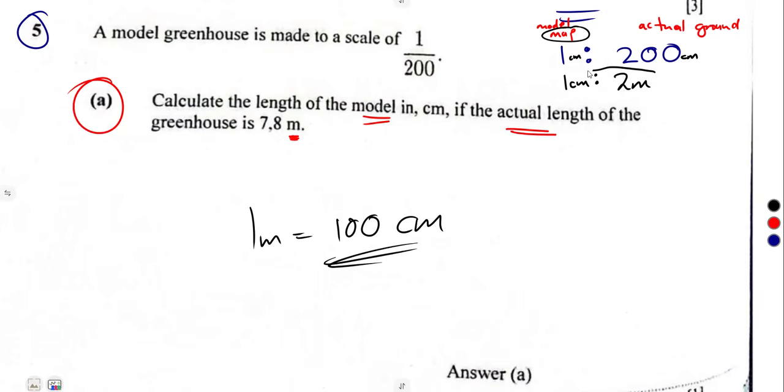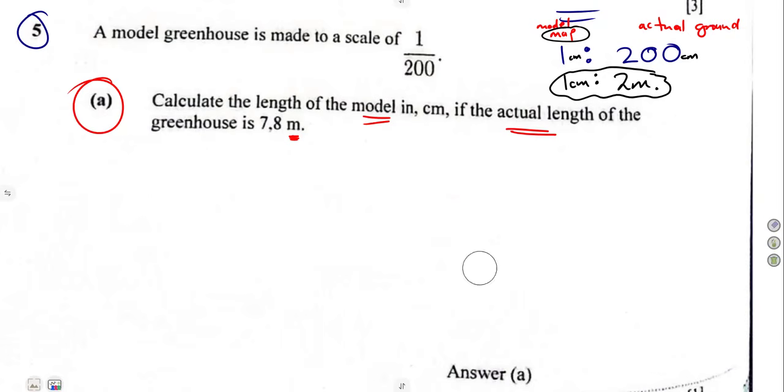We can convert to have the relationship between what is on the map and what is on the actual ground in meters. So if we have this in meters, it will be easier for us to answer this question. Yes, you can use the centimeters. I'm not saying it's wrong. You can use the centimeters, then convert those centimeters in your final answer. That's another way.